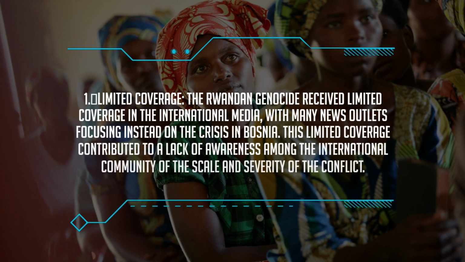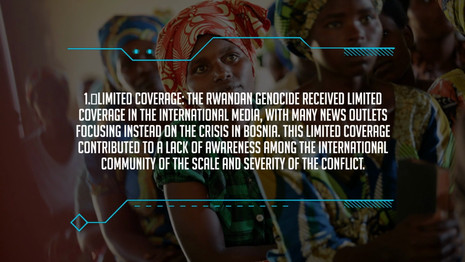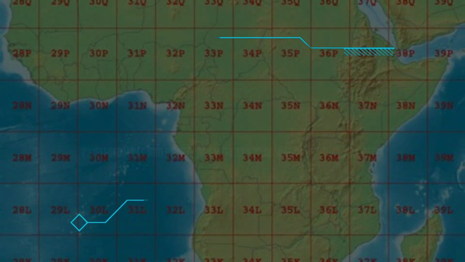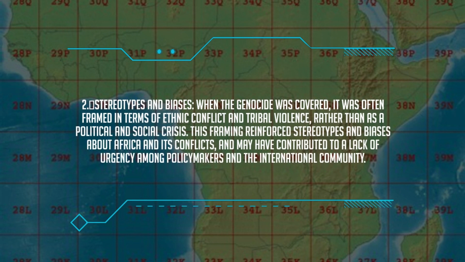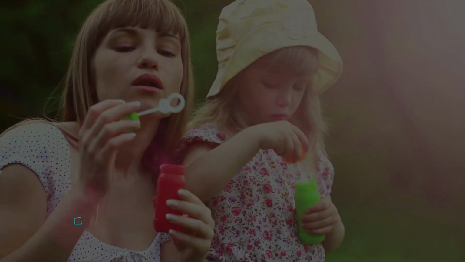1. Limited coverage. The Rwandan genocide received limited coverage in the international media, with many news outlets focusing instead on the crisis in Bosnia. This limited coverage contributed to a lack of awareness among the international community of the scale and severity of the conflict. 2. Stereotypes and biases. When the genocide was covered, it was often framed in terms of ethnic conflict and tribal violence, rather than as a political and social crisis. This framing reinforced stereotypes and biases about Africa and its conflicts, and may have contributed to a lack of urgency among policymakers and the international community.